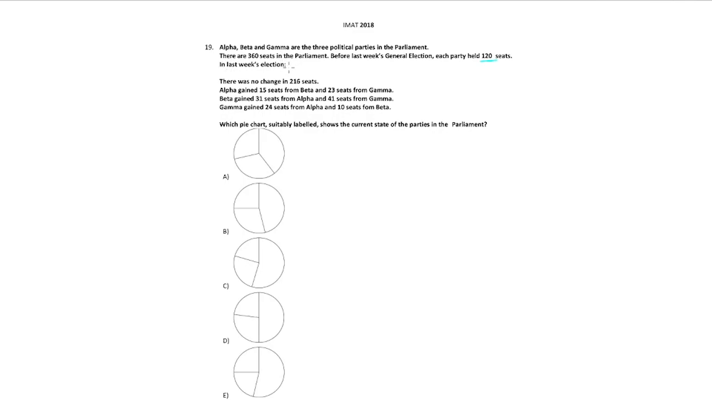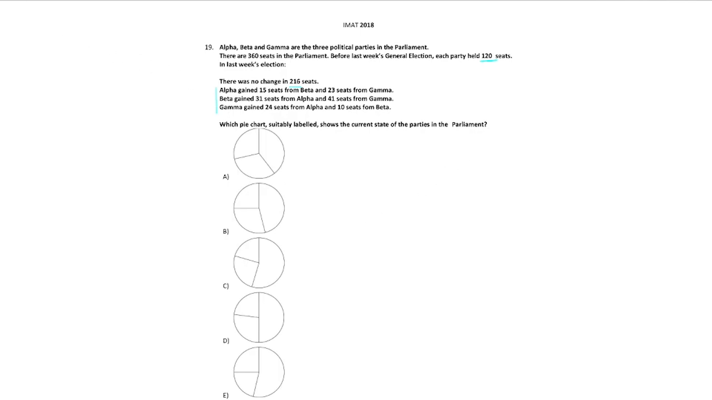In last week's election, there was no change in 216 seats. And then we have what has changed, because in 216 seats we did not see any changes, but we have got some changes over here. Which pie chart suitably labeled shows the current state of the parties in the parliament?